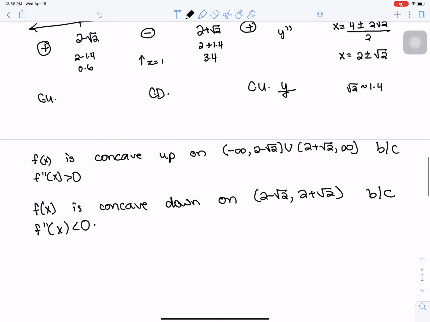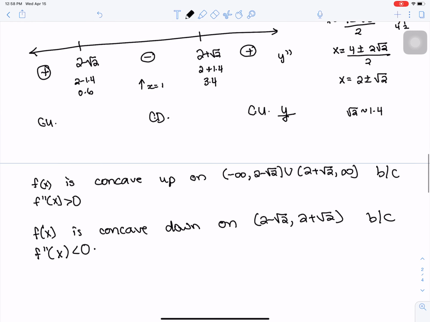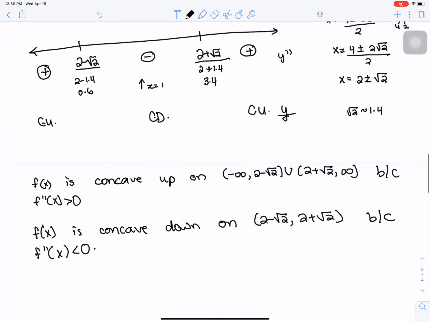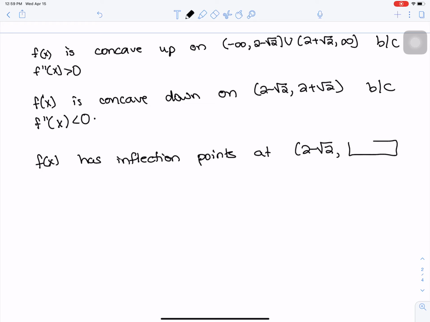And now we want to talk about inflection points. So we're talking about where the second derivative switches signs. So there's a switch and there's a switch. So plus to minus, minus to plus. F of x has inflection points at 2 minus root 2 comma some y coordinate, 2 plus root 2 comma some y coordinate.